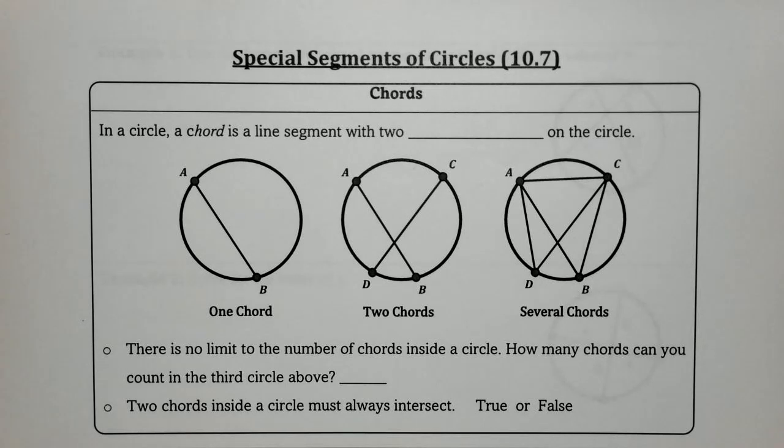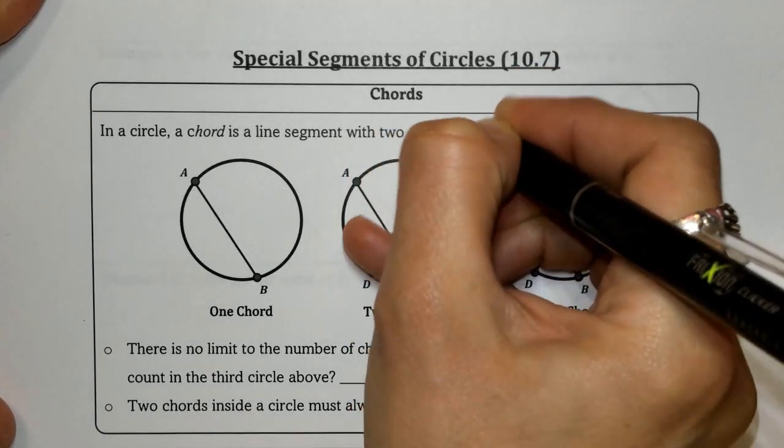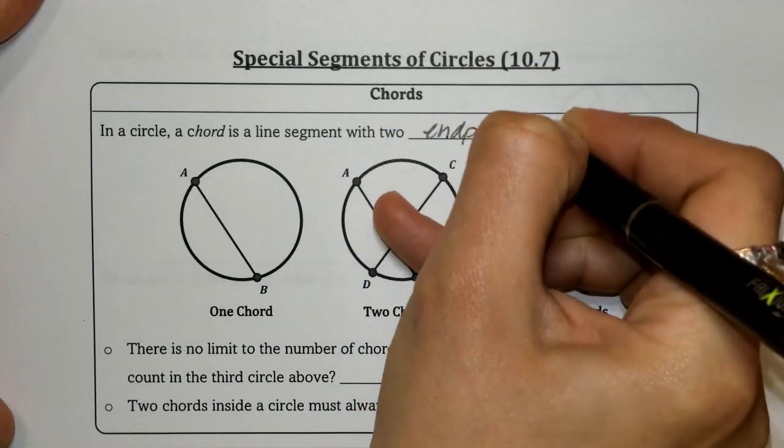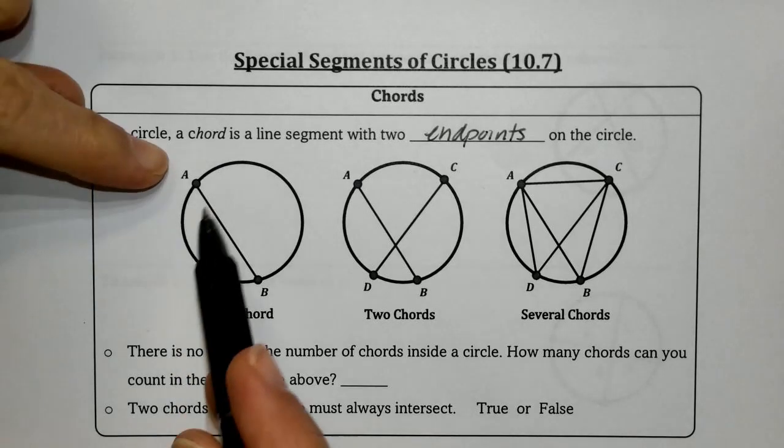We need to remember that in a circle, a chord is a line segment with 2 endpoints on the circle. As I tell my students, because I have a lot of students confusing secant and chord, because they look a lot alike, and you have a chord within a secant. Your chord is like an extension cord. There are 2 ends to the extension cord, and so that's what we have here.